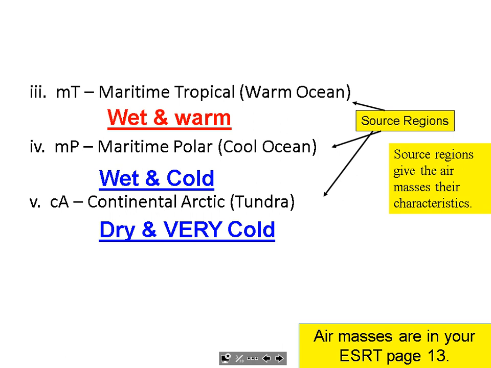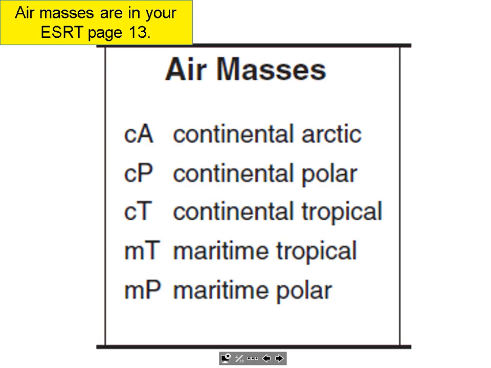Now, you are not responsible for remembering the symbols and the names of the air masses. Those are on page 13 of your reference table. What you are responsible for remembering is, okay, continental means land. That means it's a dry air mass. Maritime means water. That means it's wet. Polar means it's cold. Tropical means it's warm.